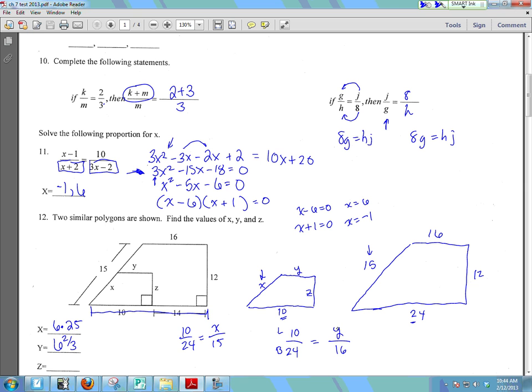So over here, this y is going to come from the little figure, and this 16 has to come from the big one. I want to keep my numerators coming from the same shape. Same thing with my denominators. Make sure they come from the same shape. And to find z, I'm going to go 10 to 24 again, scale factor. If I want to find z, that came from the little shape, so did 10, so they both go in the numerators. And then z is going to correspond to 12. And when I cross multiply there, leave that up to you again, z ends up being 5.